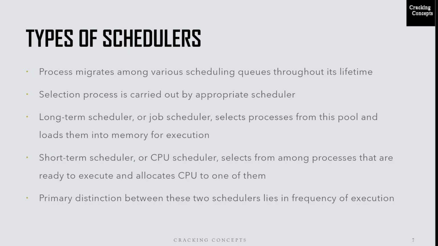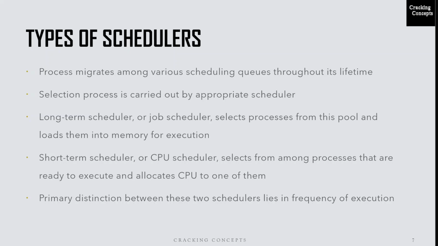Now, there are different types of schedulers. A process migrates among the various scheduling queues throughout its lifetime. The operating system must select, for scheduling purposes, processes from these queues in some fashion. The selection process is carried out by the appropriate scheduler. Often in a batch system, more processes are submitted than can be executed immediately. These processes are spooled to a mass storage device like a disk where they are kept for later execution.